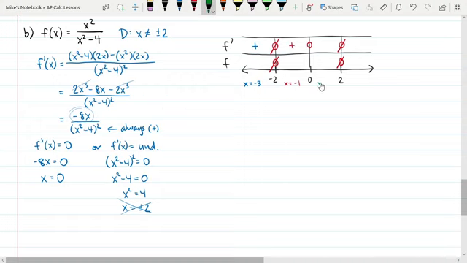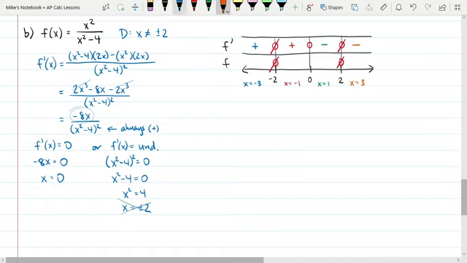Between 0 and 2, let's use positive 1. Okay, so I have negative 8 times a positive 1. That's going to be a negative. And then bigger than 2, let's go ahead and use x equals 3. So negative 8 times a positive 3 is going to be negative.